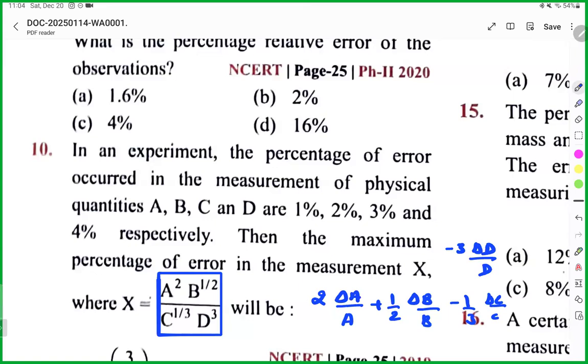Understood? Okay, sir. So even if the situation is the same, error is added. Only error.